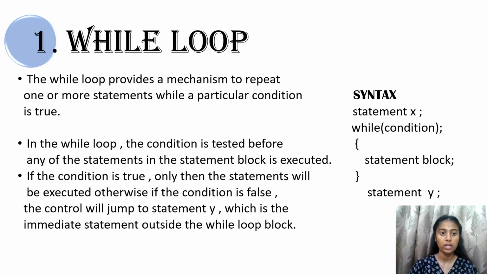First is the while loop. This while loop provides the mechanism to repeat one or more statements while a particular condition is true. In the while loop, the condition is tested before any of the statements in the statement block is executed. If the condition is true, only then the statements will be executed. Otherwise, if the condition is false, the control will jump to the statement which is the immediate statement outside the while loop block. Coming to the syntax, first we are going to initialize, next the while condition, next increment, then we are going to print the statement.